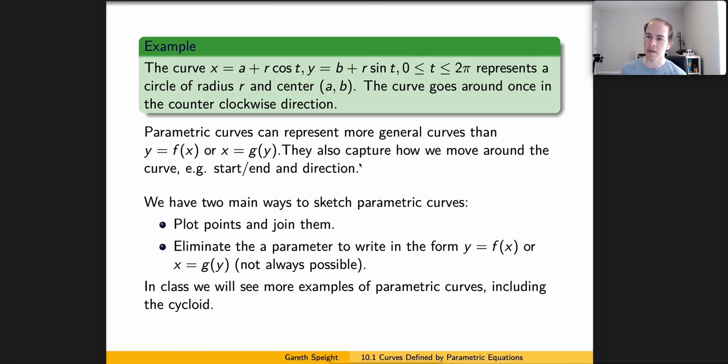And in class, we'll see some more examples of parametric curves. They're all going to be kind of similar, just a similar idea of trying to sketch them. One kind of more complicated example maybe we'll touch on is going to be the cycloid.